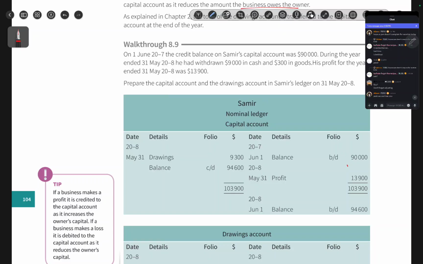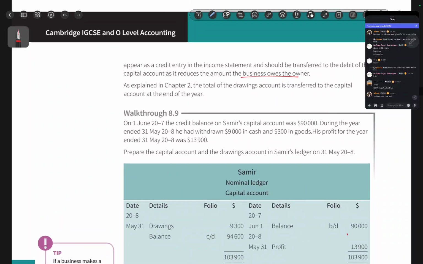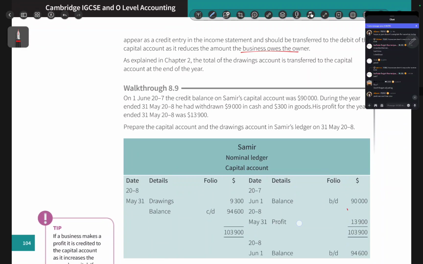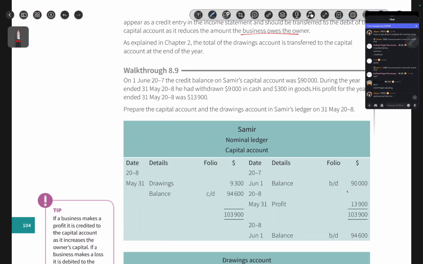So the first year, this is the first year. No, it's not the first year. In 2007, we had 90,000 capital, and in 2008, we have 94,600 capital. What caused the increase? The profit for the year caused the increase.